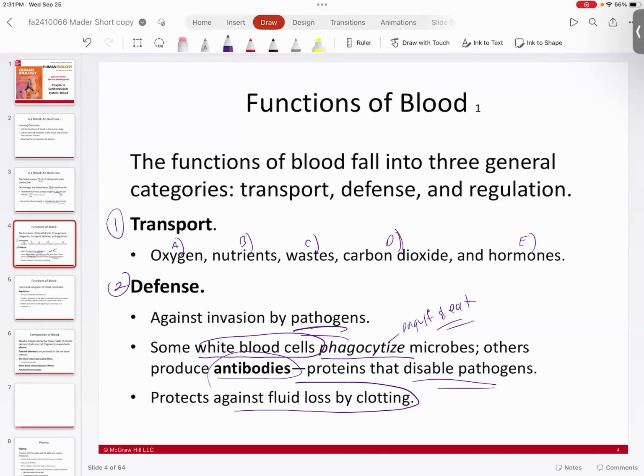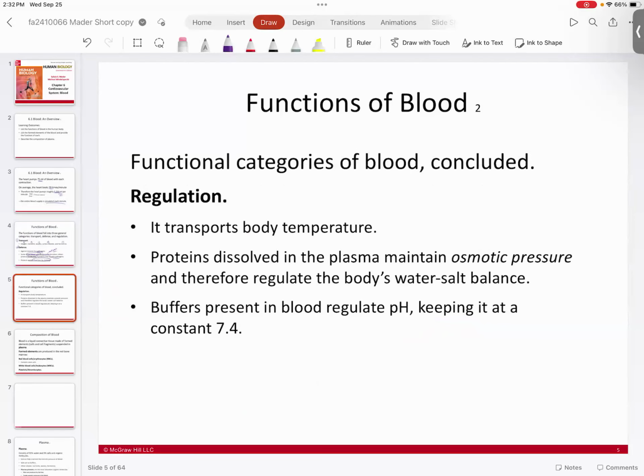Also, you're defending yourself against fluid loss. So clotting is the entire fluid loss component, right? So there's a lot that's protecting you. Regulation is a big function of your blood, because number one, it's going to really regulate body temperature. So basically, blood is the source of your body heat. You move your internal body heat through your blood. You have hot blood. That's what makes you hot. That keeps your internal body temperature.